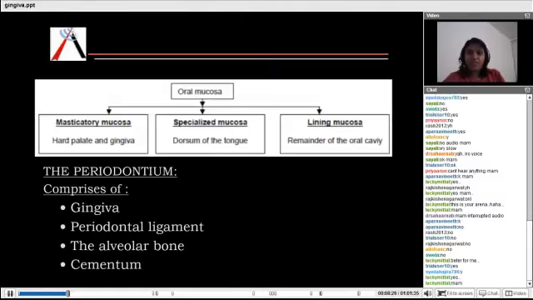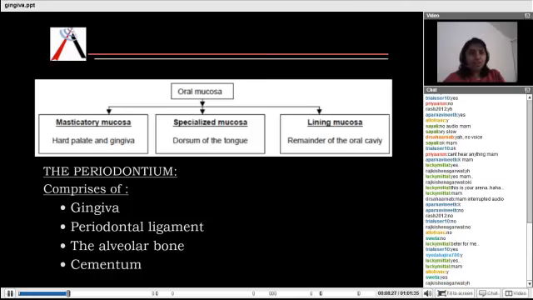Yeah, in the beginning we'll have people logging in, logging out and all that, a little bit of distraction, but it should be fine. Okay, so when we talk about gingiva, of course, we always start with oral mucosa. Now, we all very well know from the histology point of view, our oral mucosa is divided into three types: the masticatory mucosa, the specialized mucosa, and the lining mucosa.